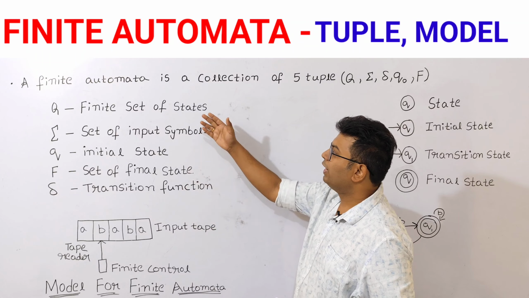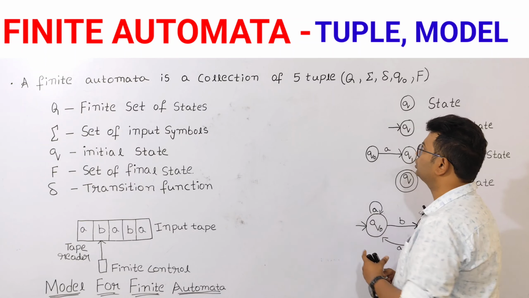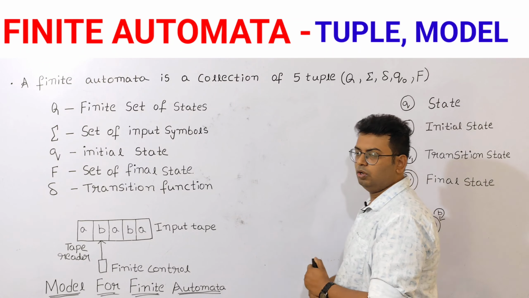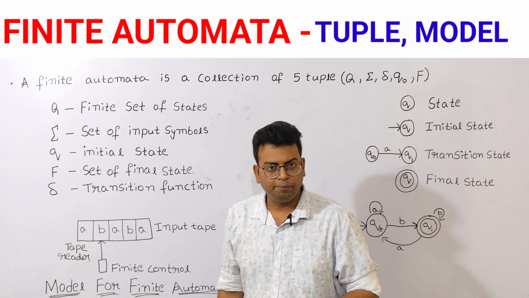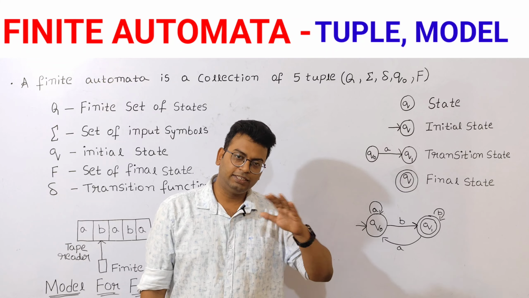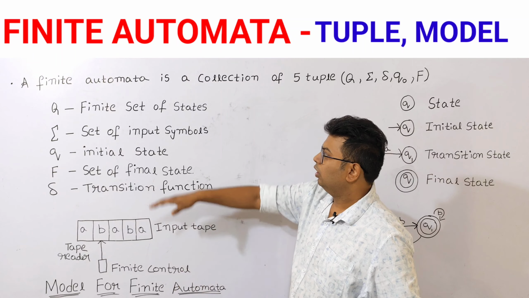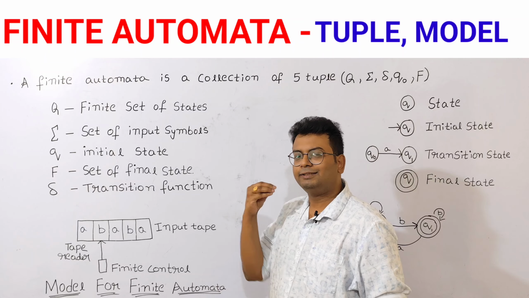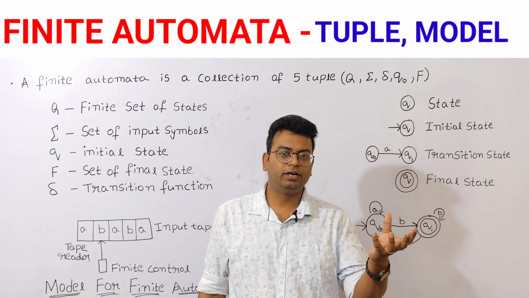So, finite automata. A finite automata is a collection of 5 tuples, that is Q, sigma, delta, small q and capital F. A finite automata is a mathematical model which takes the input and, according to that, changes its state and gives us a final output. The capital Q is a finite set of states. It's a set which consists of all the states which a finite automata consists of.